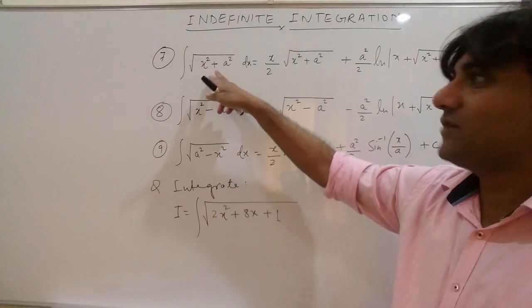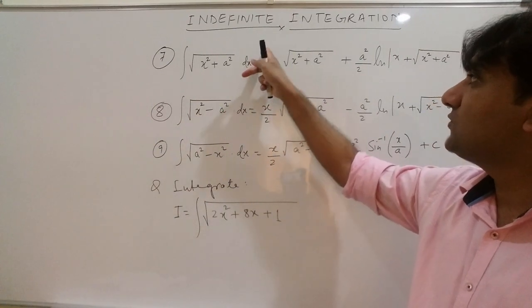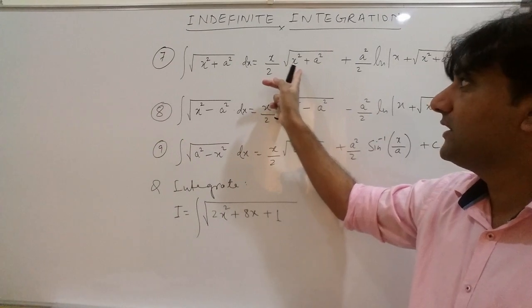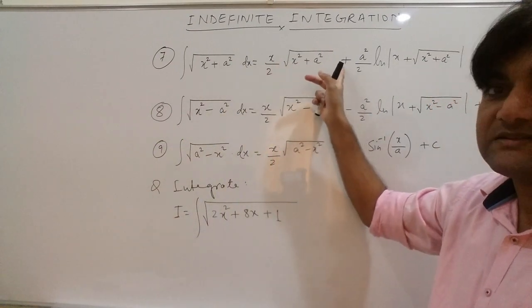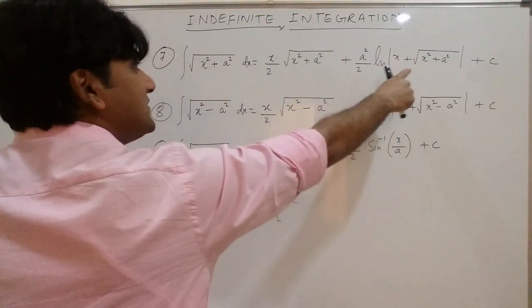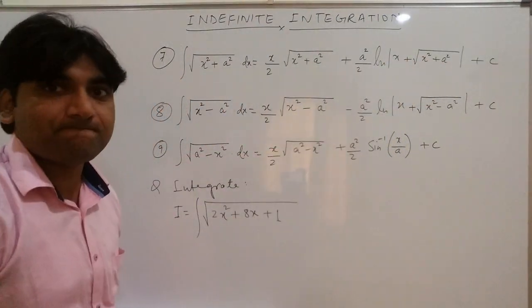When we have root x square plus a square, then x over 2 you can write, and same thing you will write, root x square plus a square. And this is plus sign, so here you will write plus sign. Then a square over 2, and then ln x plus root x square plus a square plus c.